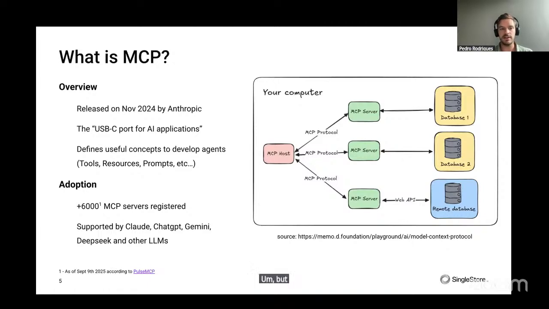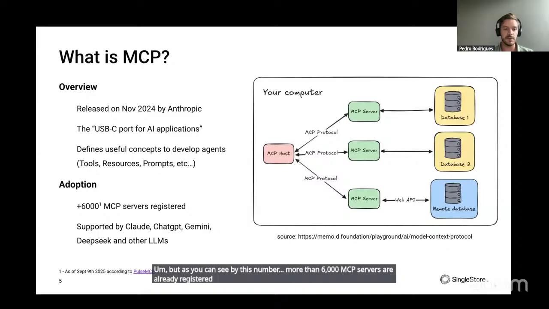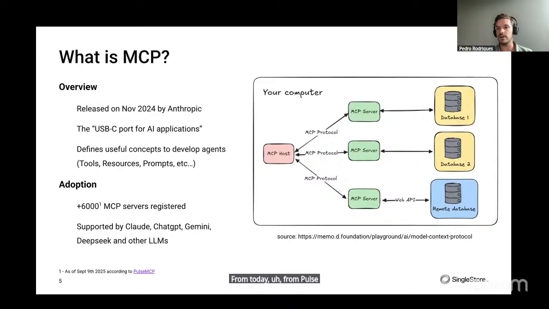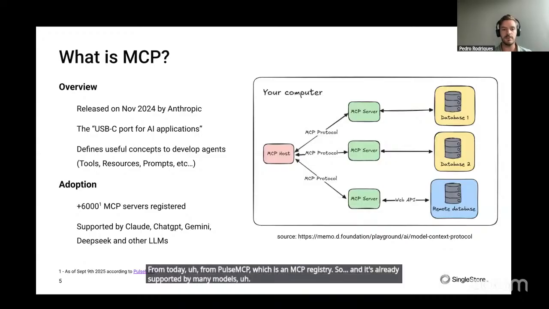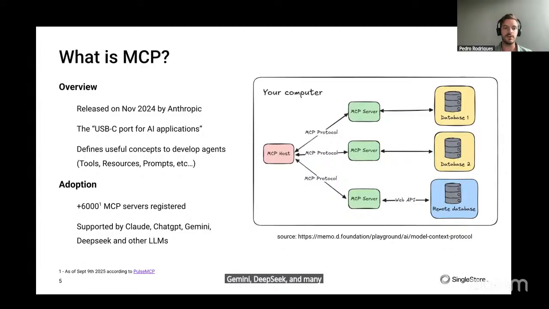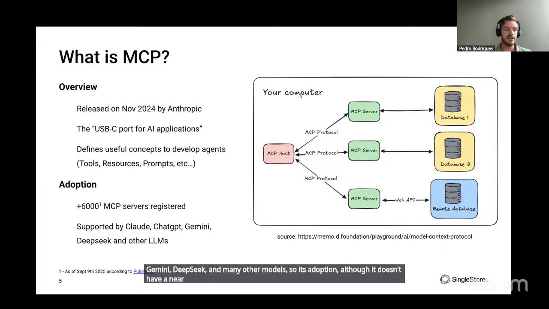But as you can see by this number, more than 6,000 MCP servers are already registered, and this number was taken today from Pulse MCP, which is an MCP registry. And it's already supported by many models like Claude, ChatGPT, Gemini, DeepSeek, and many other models. So its adoption, although it isn't a year old, is massive.